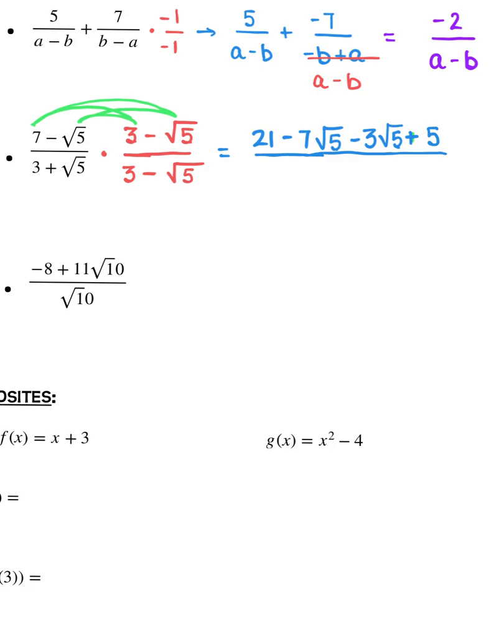Okay, now we're going to do the same thing on the bottom. 3 times 3 is 9. Okay. 3 times negative square root of 5 is -3 square root of 5.